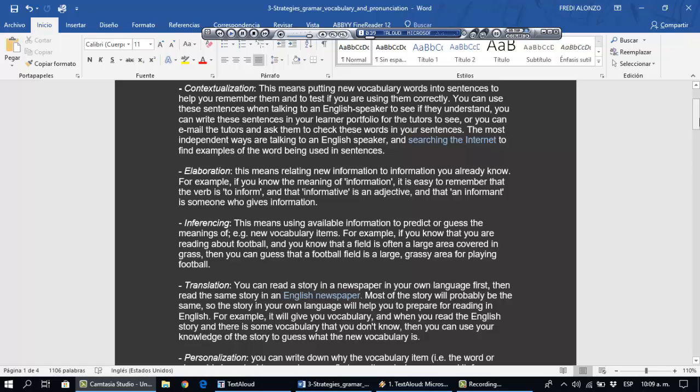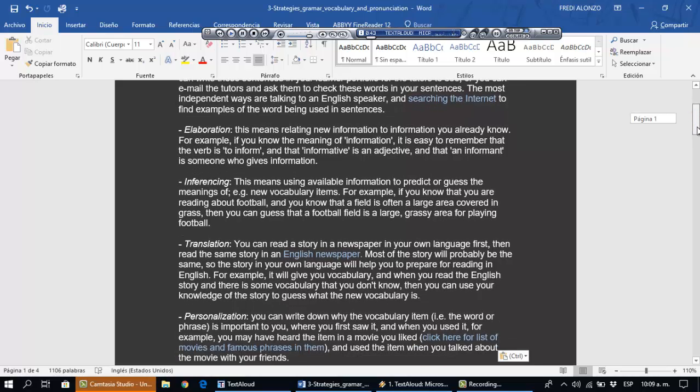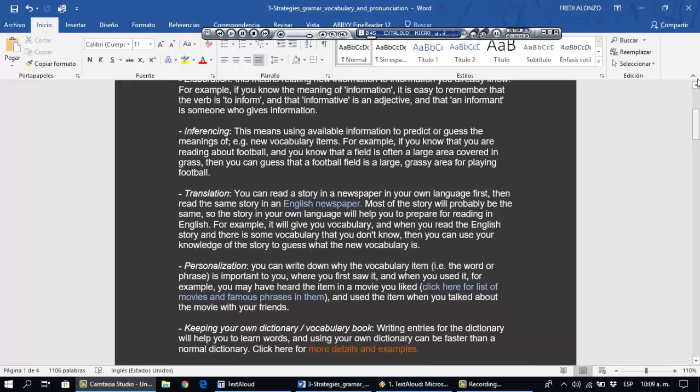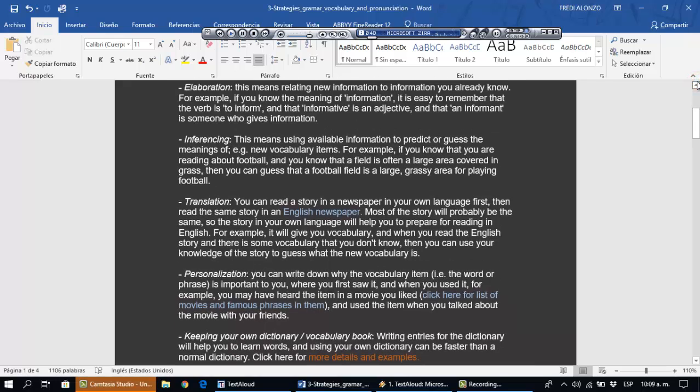Inferencing. This means using available information to predict or guess the meanings of, e.g. new vocabulary items. For example, if you know that you are reading about football and you know that a field is often a large area covered in grass, then you can guess that a football field is a large, grassy area for playing football.